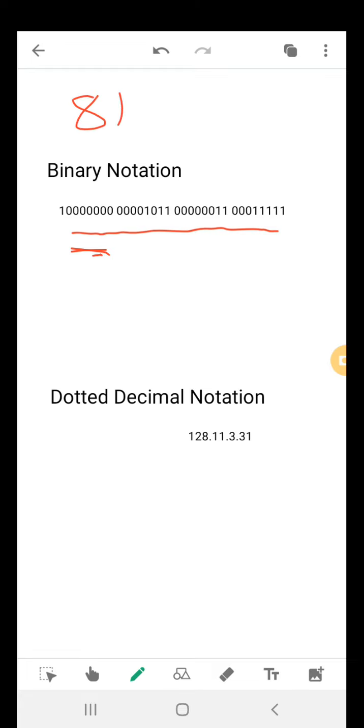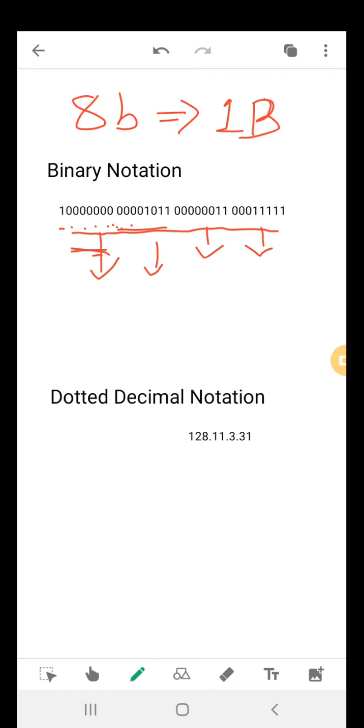So we can count from here 1, 2, 3, 4, 5, 6, 7, 8. So this 8 will give us the first byte. Now the second 8 bits are going to give us the second byte. The third 8 bits are going to give us the third byte, and the fourth 8 bits are going to give us the fourth byte. So this is the binary notation of an IP address.